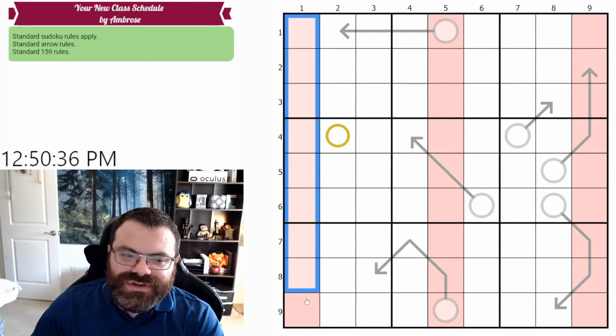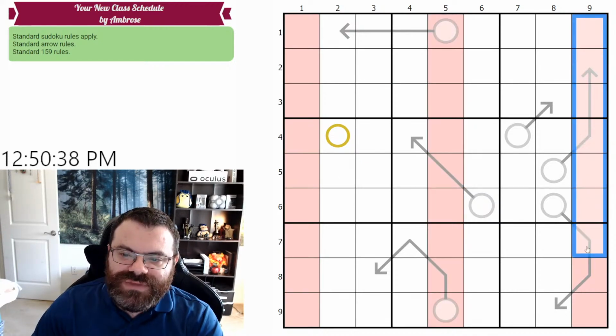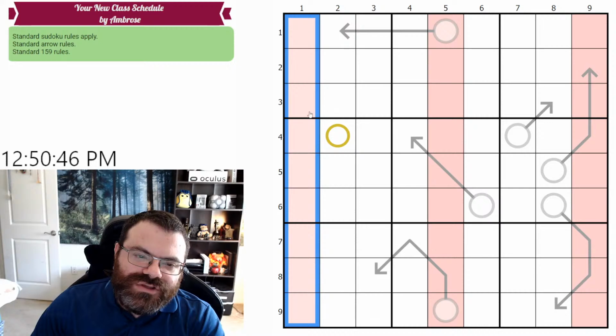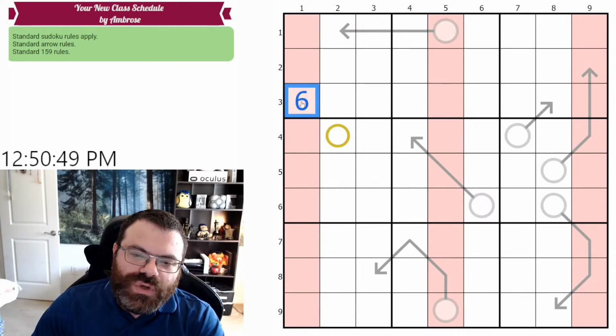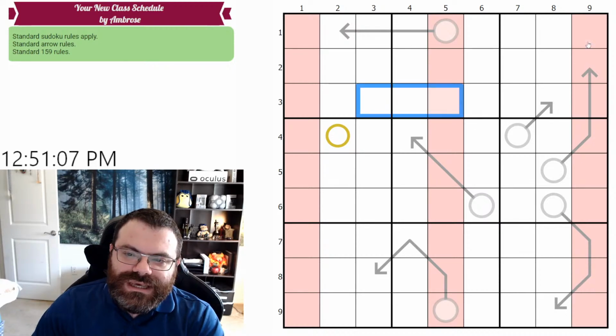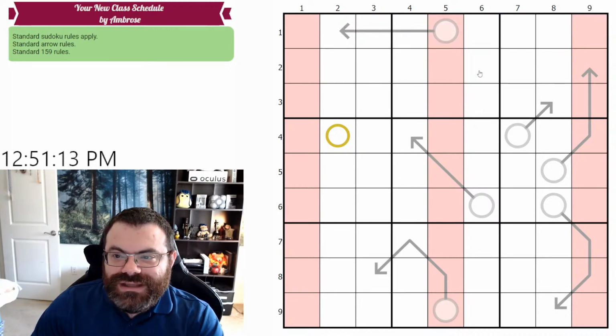Standard 159 rules. So you'll notice that column 1, column 5, and column 9 are highlighted in red. That signifies we are a 159 puzzle. So what that means is in column 1, the digit that you place in the column, say a 6 here, tells you where the 1 goes in that row. So the 6 here tells you that the 1 goes in column 6. And in this column, that tells you where the 5 goes. So a 3 here would say put a 5 in column 3. So that's how that would work. And this tells you where the 9 goes. So a 2 here says put a 9 right there. And those are the rules.